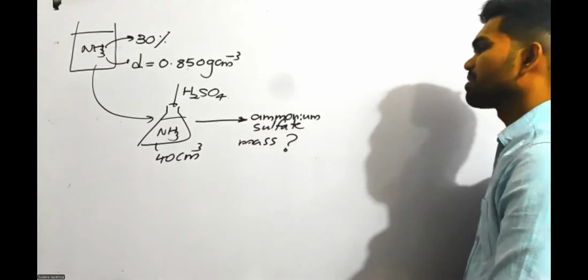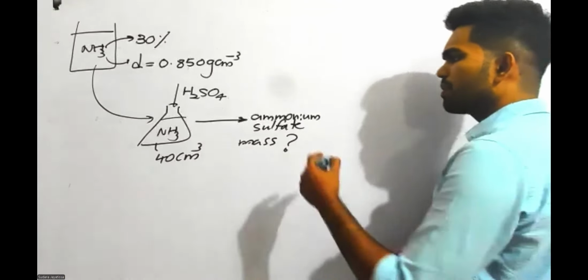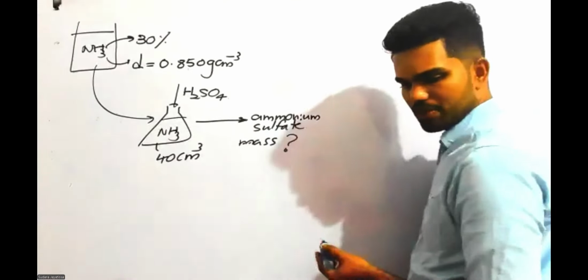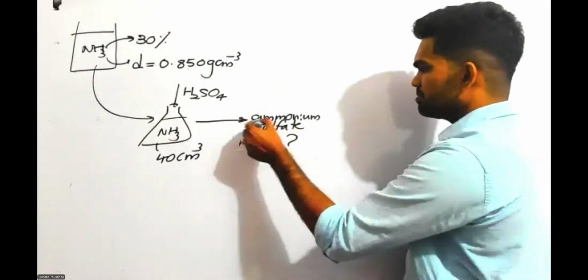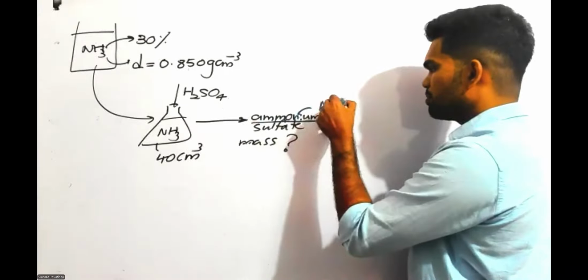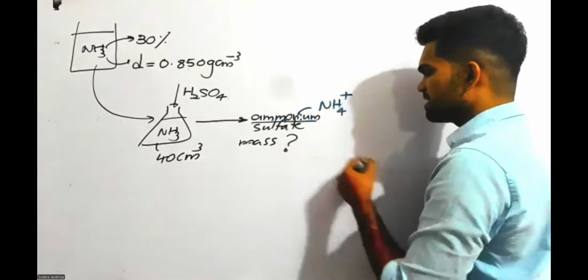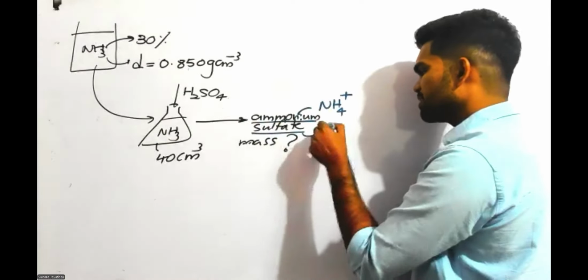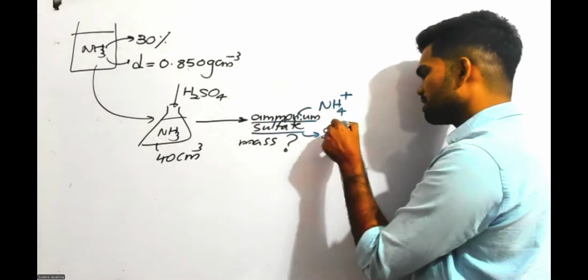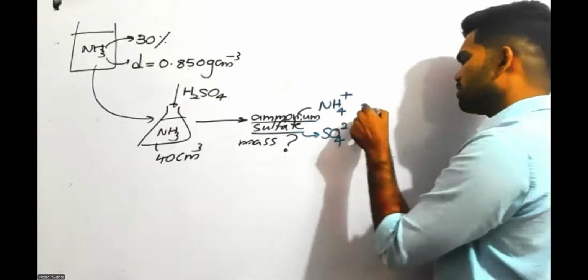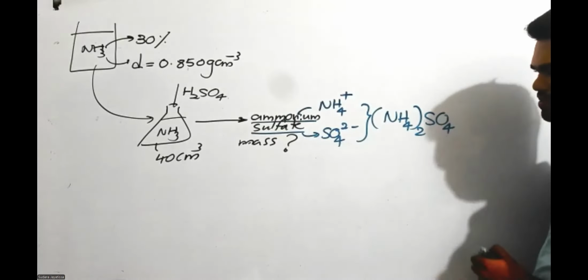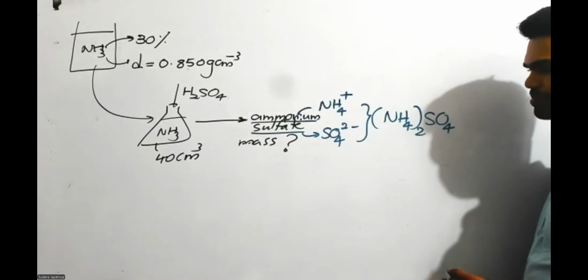First of all, we'll figure out this compound's formula. This might bother you, no? Ammonium is NH4+. This is the ammonium ion, a cation. And sulfate, you know, is SO4 2-. So the formula of this compound is going to be (NH4)2SO4. This is ammonium sulfate.